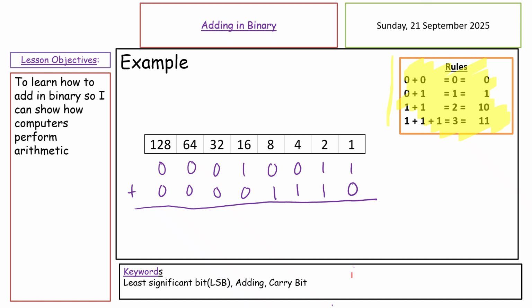Now we use the green, and we're going to take each column one at a time. So I'm going to take my first column, which is my ones column, starting at the least significant bit, like we would start at the least significant digit in adding normal maths, the lowest place value, and we're going to add them together using our rules.